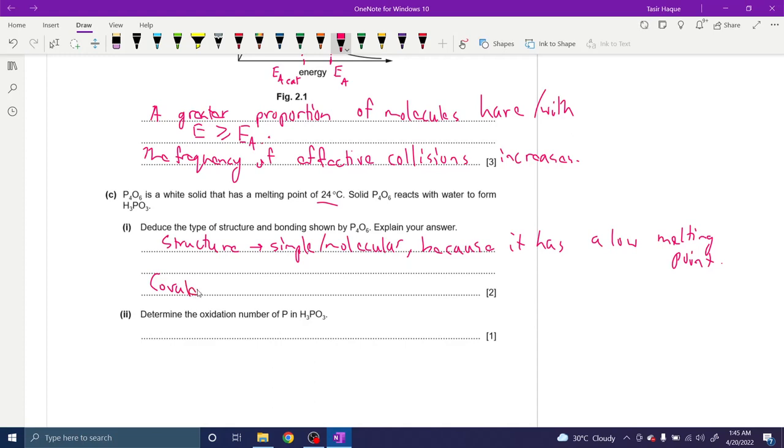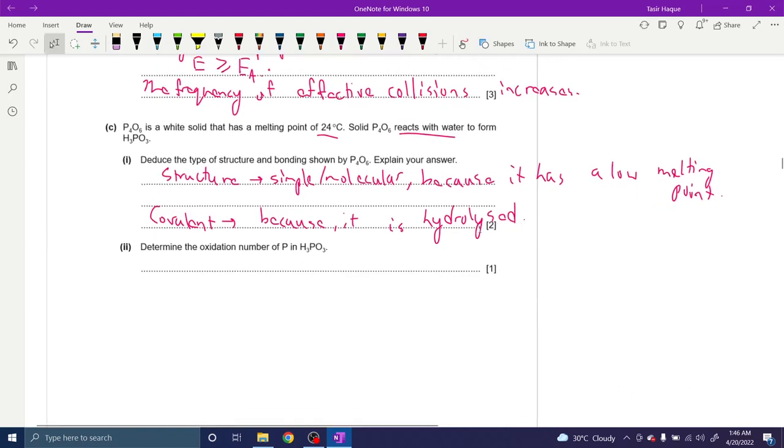Now, what about the bonding? The bonding is covalent. Why? Because, so you cannot say it reacts with water, okay? You need to break it down. What is the reaction? Because it is hydrolyzed. You need to say that the reaction with water is actually hydrolysis. You could also say breakdown, right? But you cannot say reacts with water. If you just wrote simple covalent, you would get 1 mark.